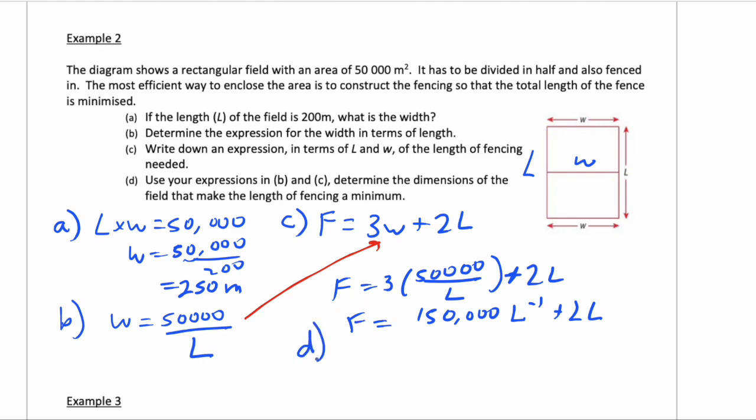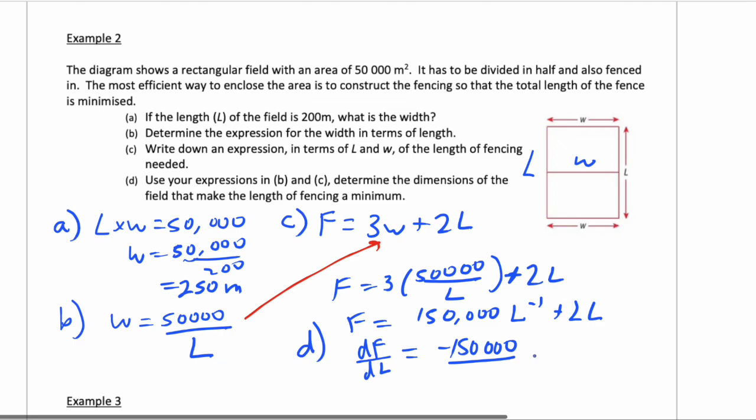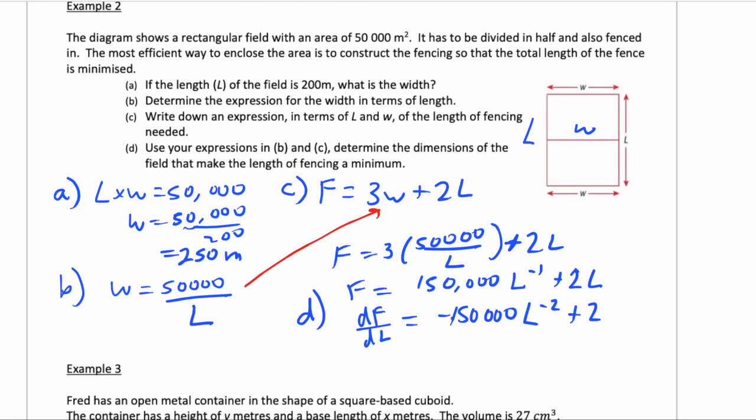In part D, use your expressions to determine the dimensions needed to make it a minimum. That involves the derivative. So we can say dF/dL, the derivative, equals negative 150,000 over L squared, or let me just rewrite that, L to the power negative 2, and this is plus 2. Now how do we use the derivative to find the minimum? We set it equal to 0. At the minimums and maximums, the derivative equals 0. So this is negative 150,000 over L squared plus 2.